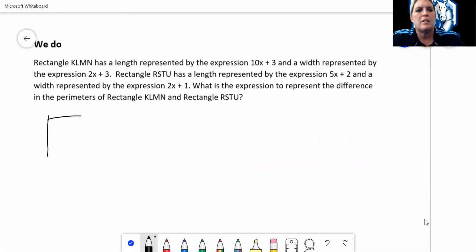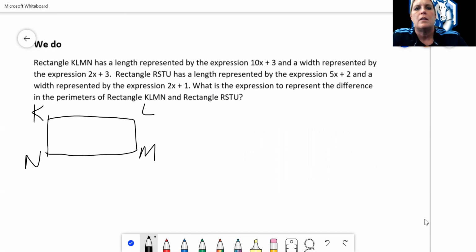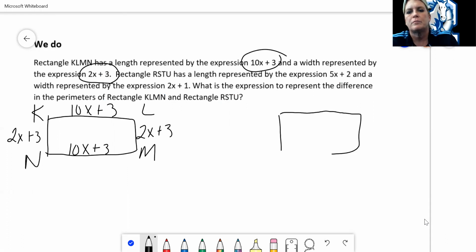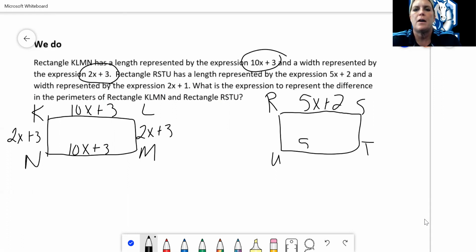So I'm going to make my first rectangle, KLMN. The length is 10x plus 3. So up here is going to be 10x plus 3. Down below is 10x plus 3. The width is going to be 2x plus 3, 2x plus 3. Hopefully you did that right. Now if we do the next one, it is R, S, T, and U. The length is 5x plus 2, 5x plus 2, and then the sides are 2x plus 1 and 2x plus 1.